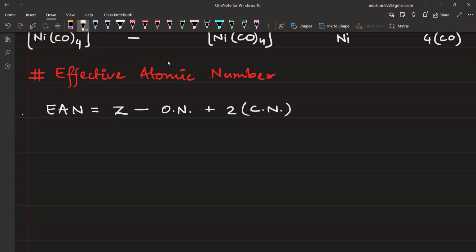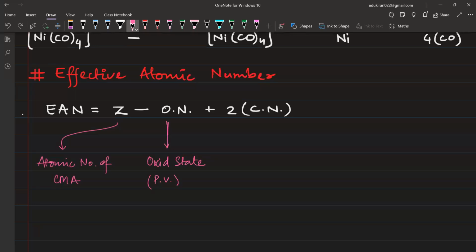Now please see, what is Z? The atomic number of the central metal atom. This is the oxidation state, the oxidation number, which is basically the primary valency that we just saw. And what is CN?